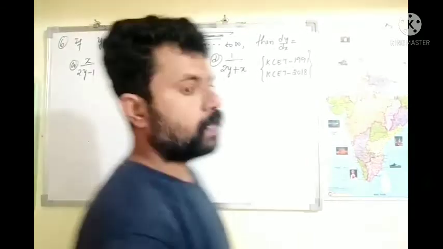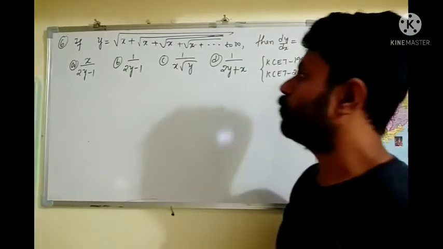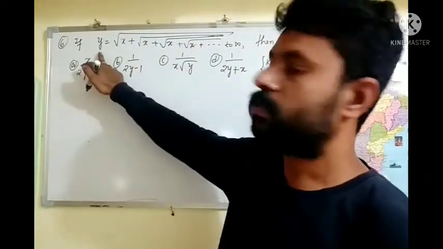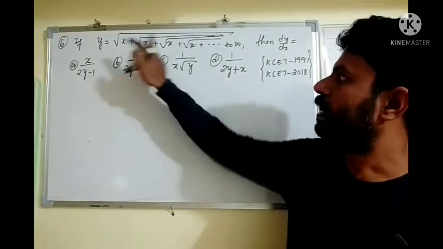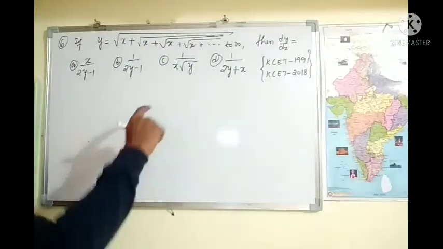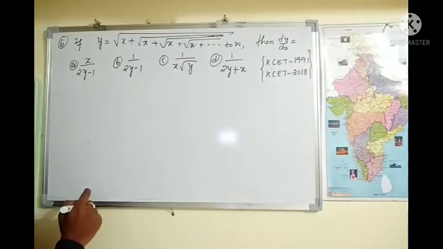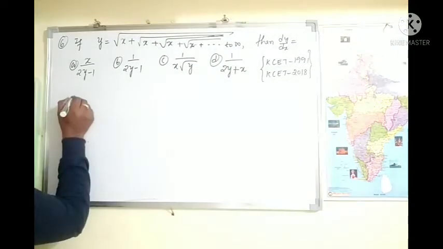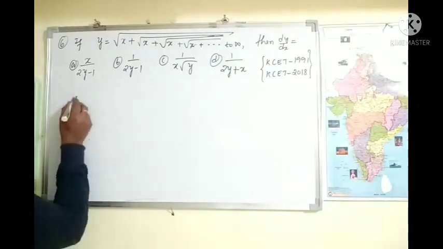See, here we have one important form, a very important result. If y is equal to root of x plus root of x plus root of x plus to infinity, then dy by dx. See, this is a result. Here we have one standard result.